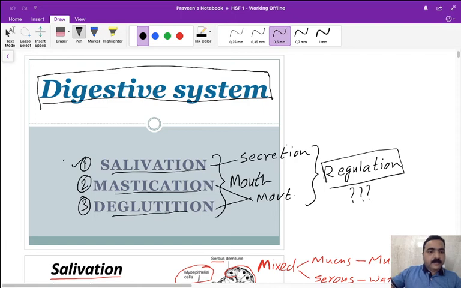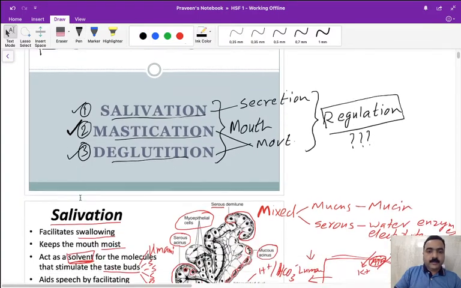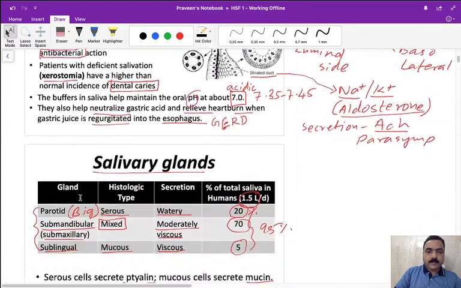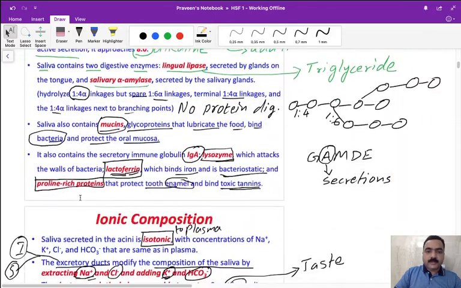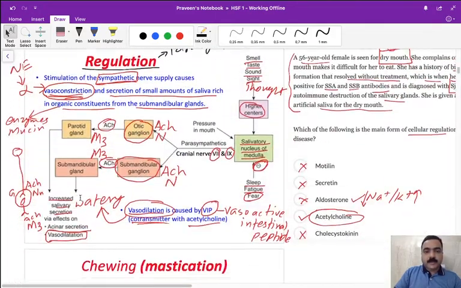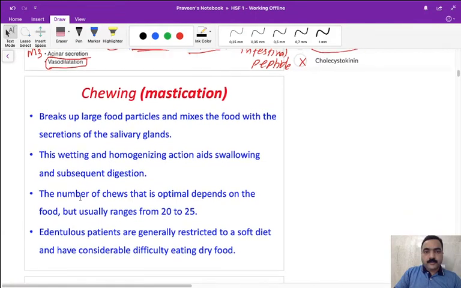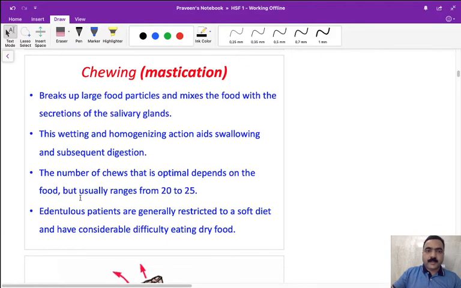In this lecture, we will start with the mastication process. We are done with the salivation. Now we do the mastication, followed by the deglutition. We have seen the regulation of the salivation, and now we will go for the chewing or the mastication process.